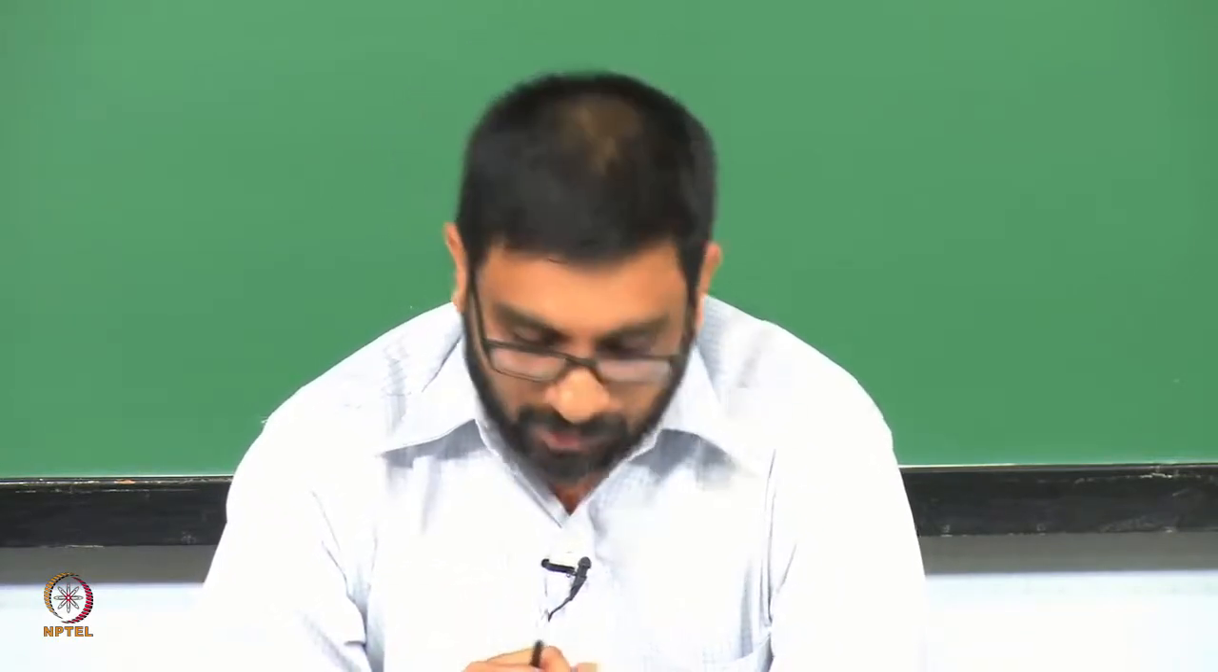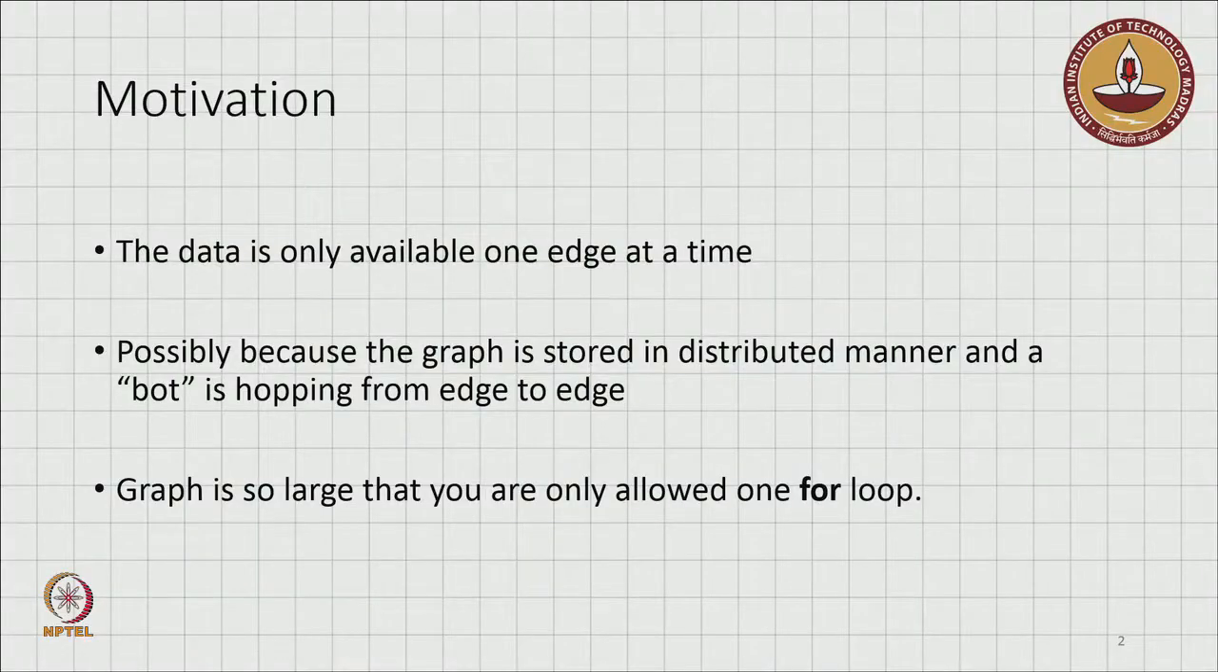And the other possibility is that the graph is so large that you cannot really load it up into main memory in one shot, but you just do a single for loop over the entire set of edges, and you get the edges in some order, and you perform your operations in that for loop. So you only get one pass through the entire set of edges. So these are just a few motivating contexts where such streaming algorithms might be useful. So let's study this a bit formally.